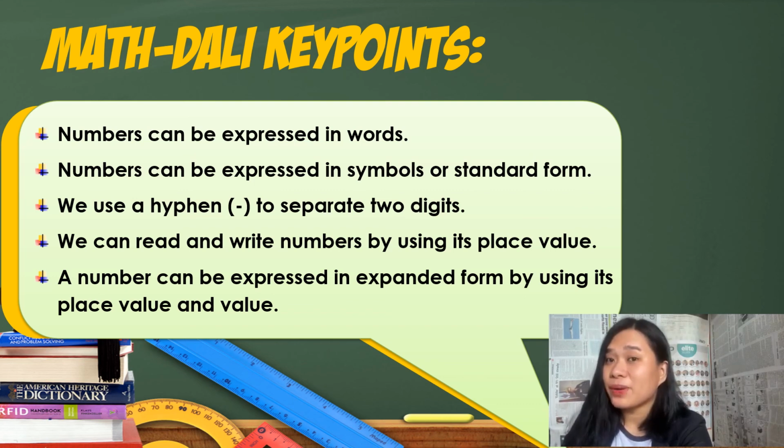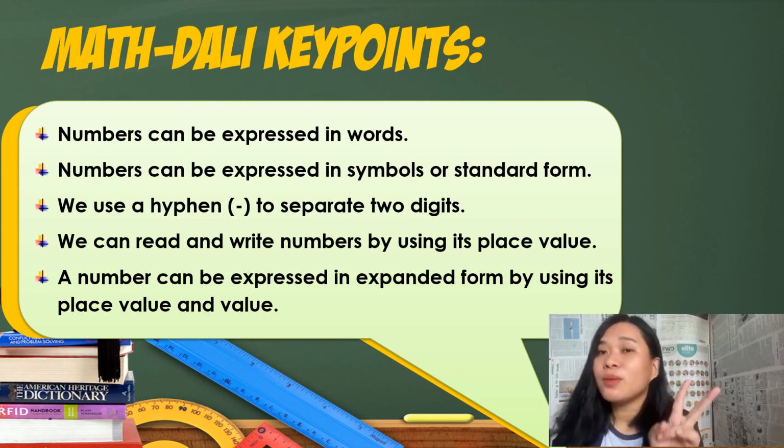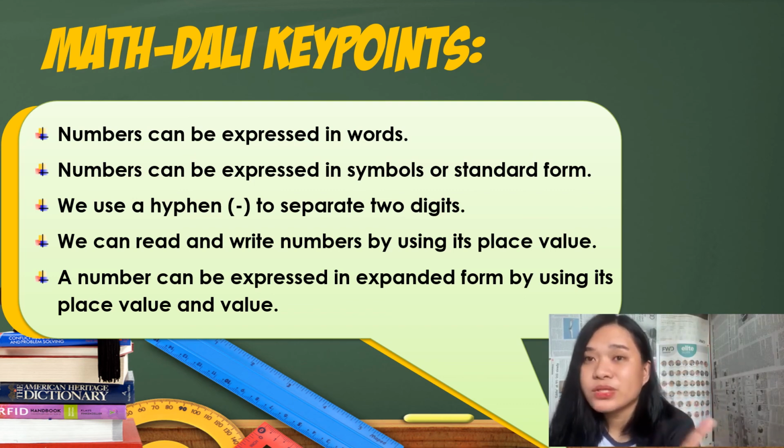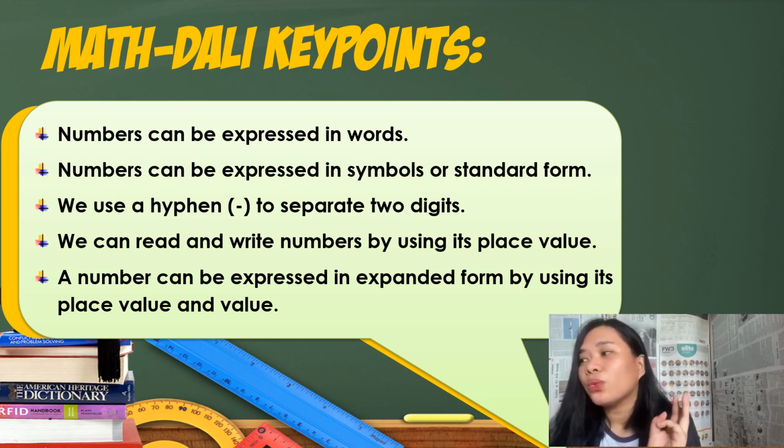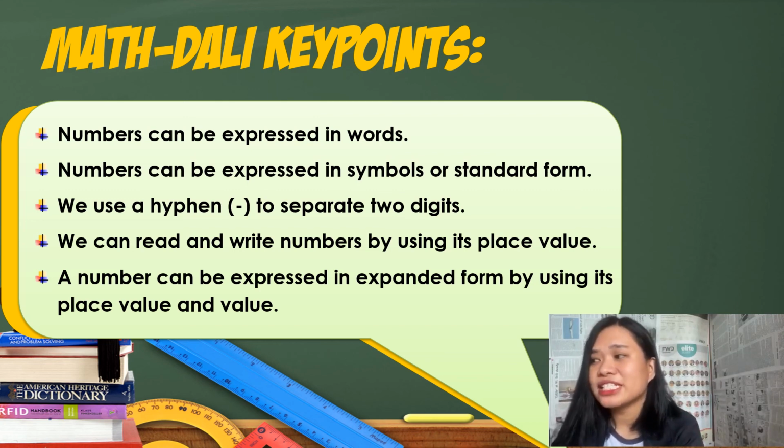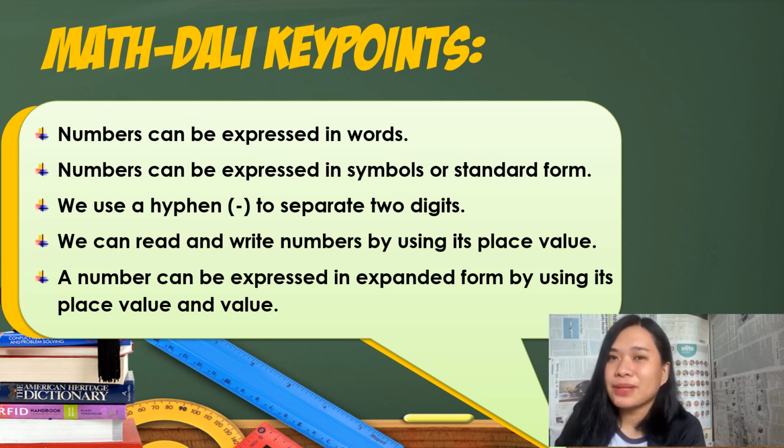Numbers can be expressed in words. Numbers can be expressed in symbols or in standard form. We use a hyphen to separate two digits. We can read and write numbers by using its place value. And a number can be expressed in expanded form by using its place value and value.